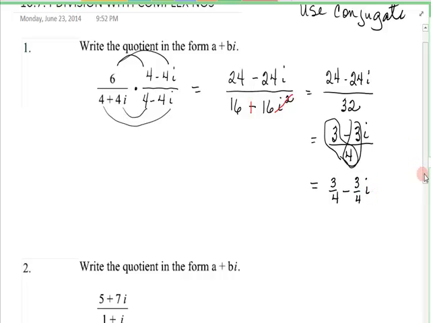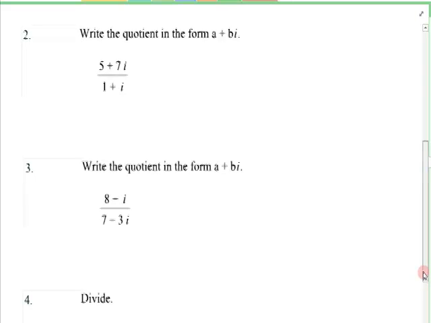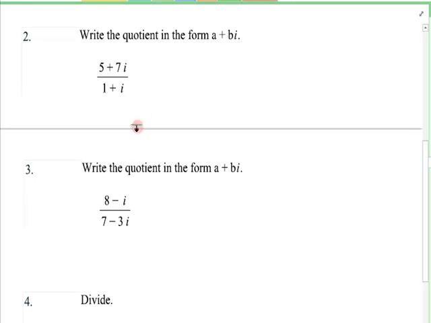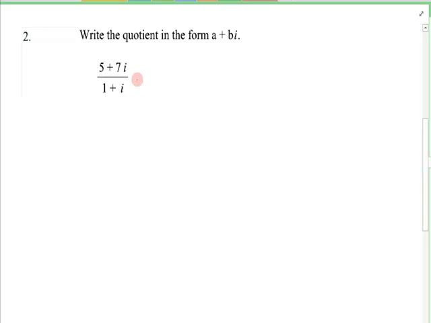All right, let's look at the next one. How do we do quotients with complex numbers? We use conjugates. The conjugate of the denominator is 1 minus i. 1 minus i. The product of the top is FOIL. 5 times 1 is 5. That's the first. The outer, 5 times -1 is -5i. Inner, 7i times 1 is 7i.